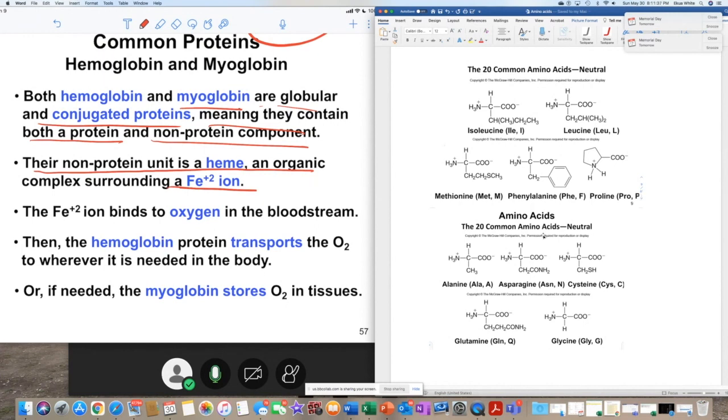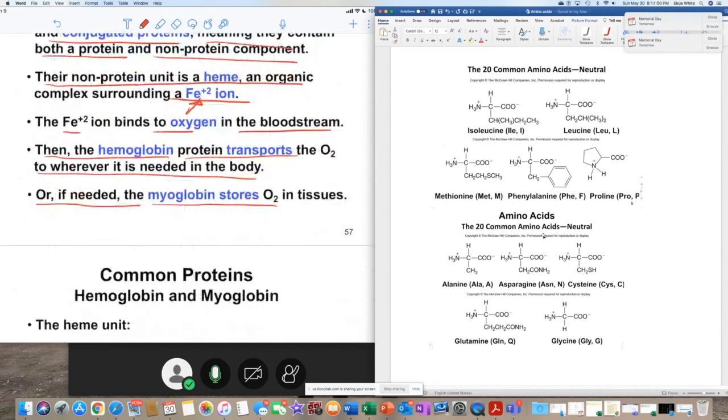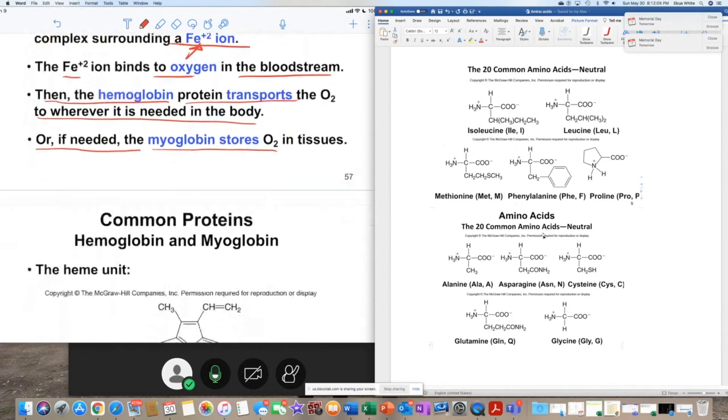But what they're trying to do is to help build up your hemoglobin, which iron is an ingredient for, or I guess it's a chemical present in hemoglobin. Iron binds to oxygen in the bloodstream, and then hemoglobin, we're told, transports oxygen to wherever it's needed in the body. Or if needed, myoglobin stores oxygen in the tissue. So myoglobin essentially resides in the tissue, and it stores the oxygen in the tissue.